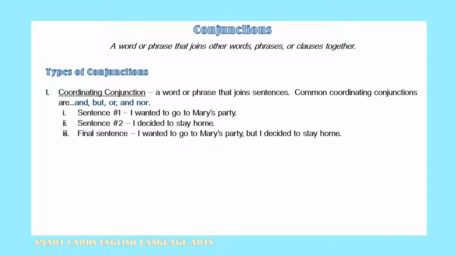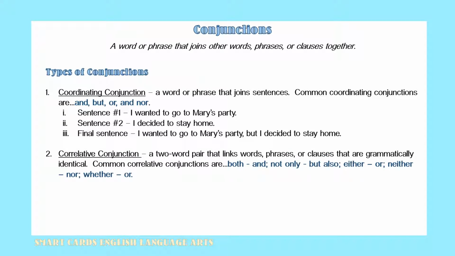The second conjunction would be correlative conjunction. A correlative conjunction is a 2-word pair that links words, phrases, or clauses that are grammatically identical, and that is the key, grammatically identical. Common correlative conjunctions would be both and, not only but also. We also have the 2-word pair either or, neither nor, or whether or.